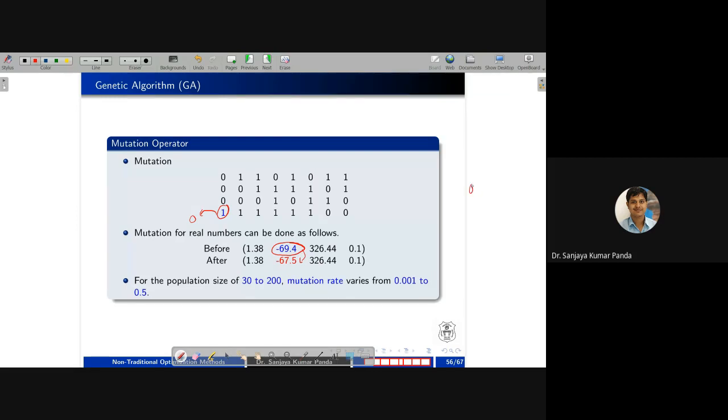In the crossover case, I told you that 0.5 to 1 crossover you can do. But in the mutation case, you can do 0.001 to 0.5. So with a population of 8, the maximum you can do is 4. Although a population size of 30 to 200 is recommended, generally you can go up to 50% mutation. The maximum mutation is 50%, but the maximum crossover is 100%, right?